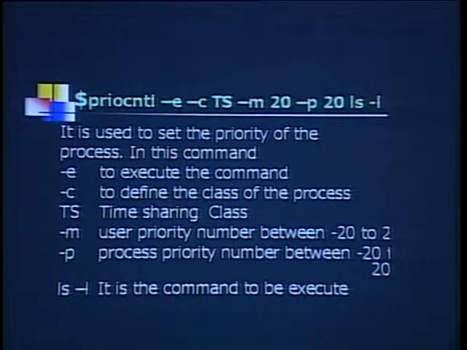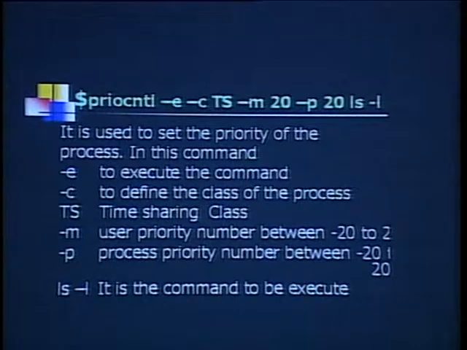We can use priority control command to assign a priority to the process. For example, in this command we have used priority control followed by -e switch, then -c switch followed by the name of class, that is TS, -m followed by a space, then 20 followed by a space -p, then followed by a space the number 20, and finally we have used ls command with the -l switch.